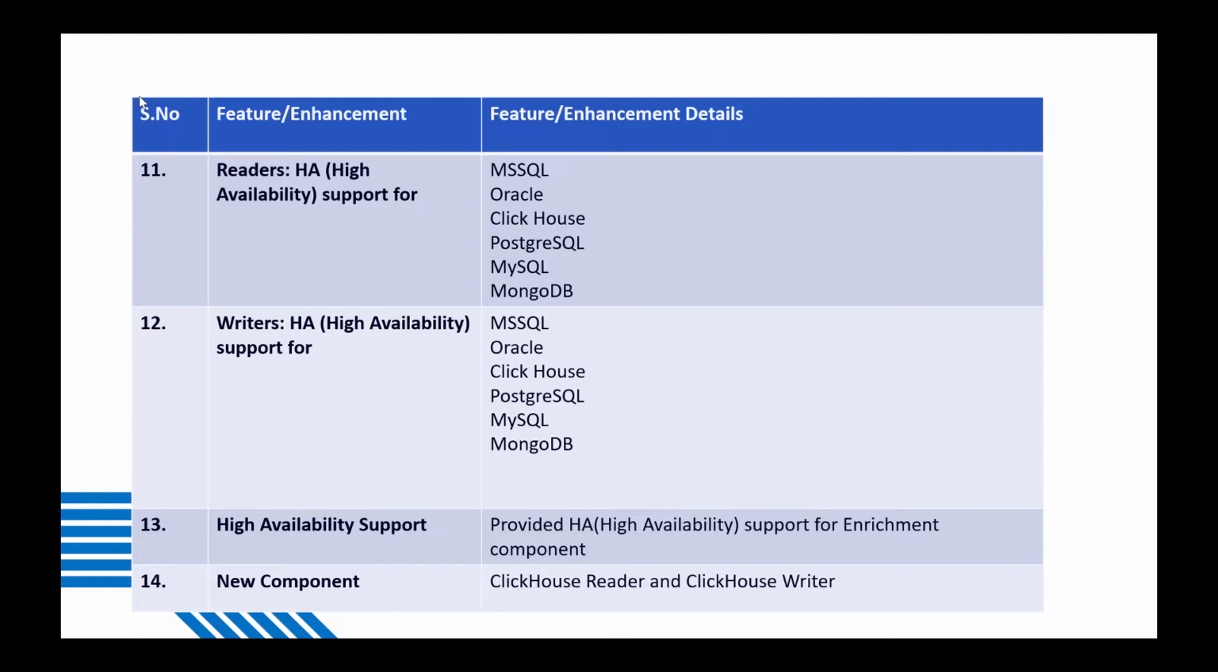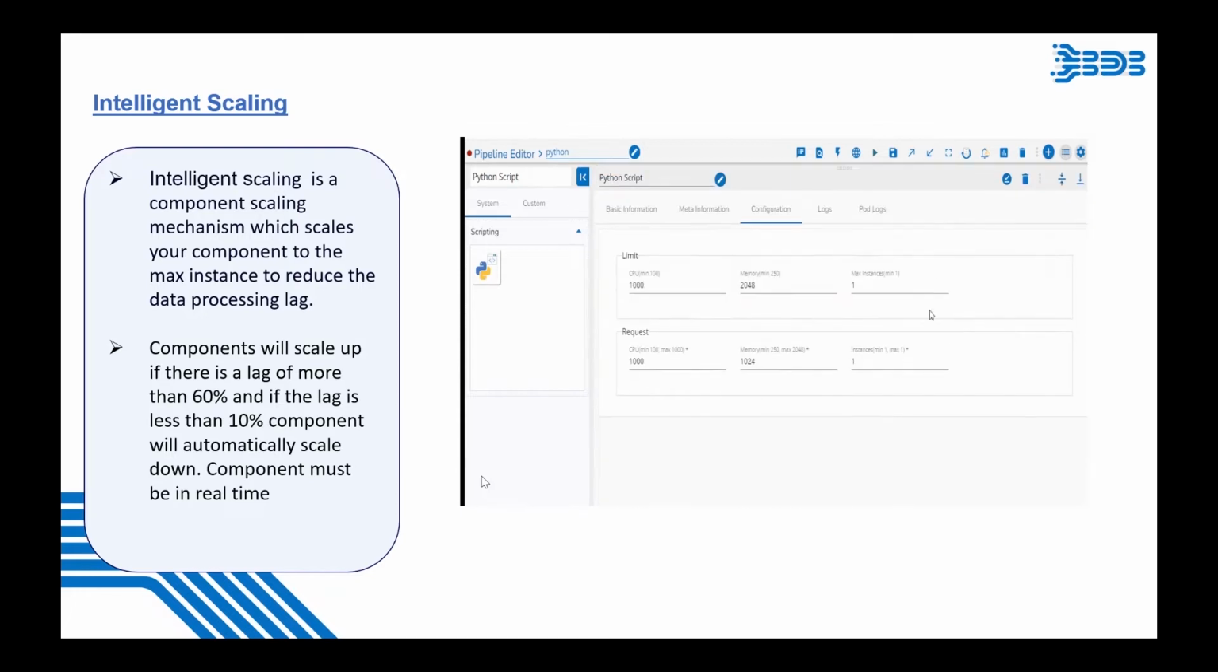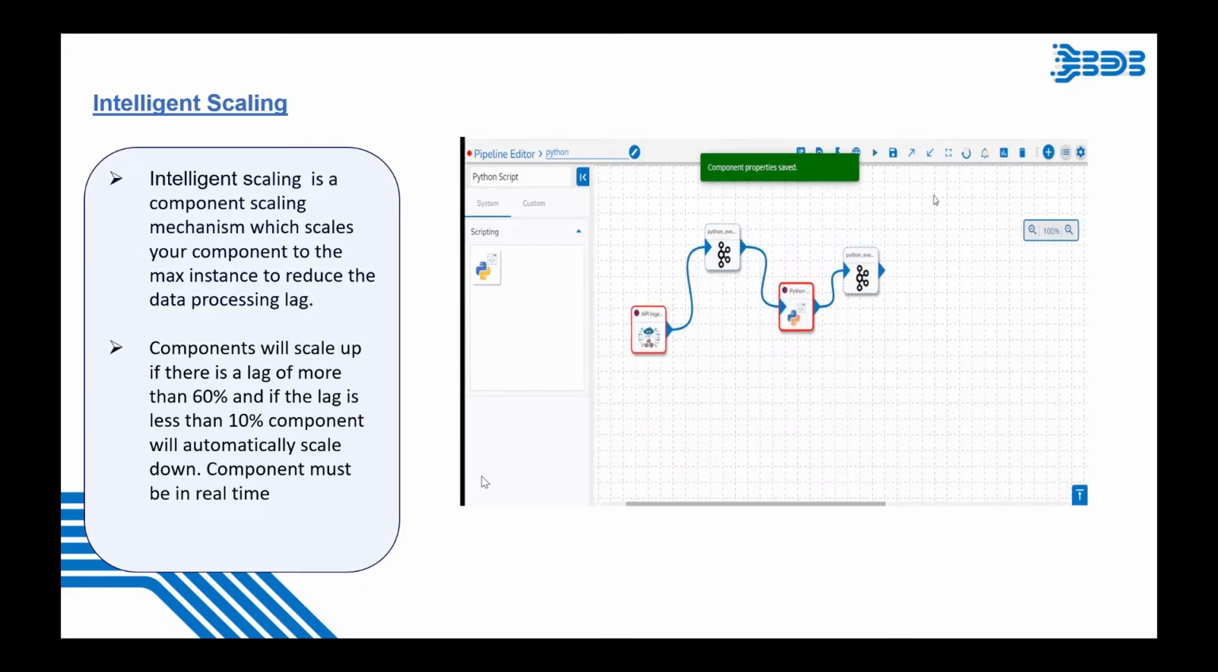New components. In this release, we have introduced new components that is a ClickHouse reader and a ClickHouse writer. Intelligent scaling is a component scaling mechanism which scales your component to the max instance to reduce the data processing lag. Intelligent scaling is a component scaling mechanism.